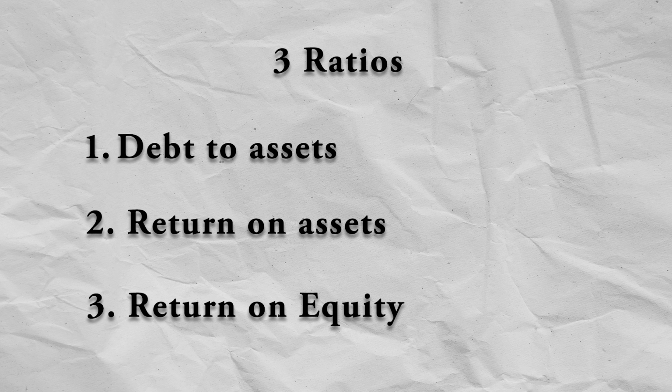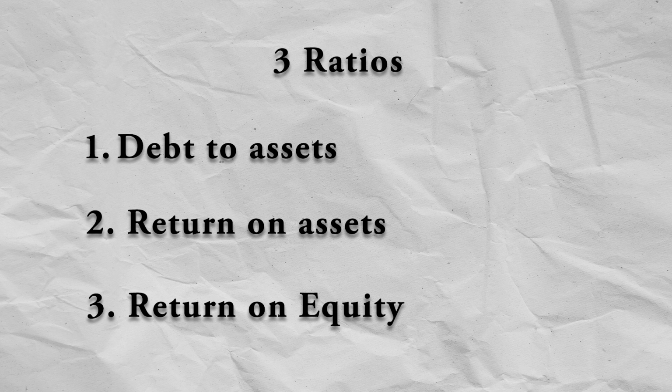The three ratios are debt to assets, return on assets, and return on equity. Debt to asset ratio is calculated by dividing a company's total liabilities by its total assets. It shows what percentage of the company's assets are financed by debt. Debt to assets purpose is to divide total liability by total asset.